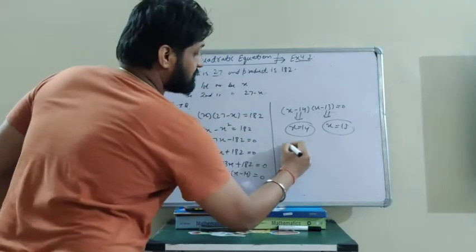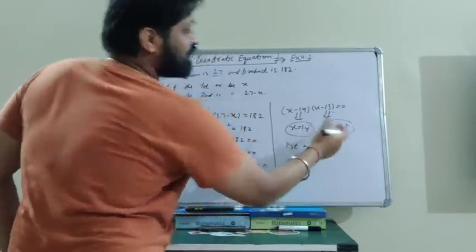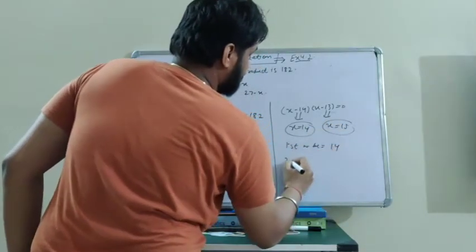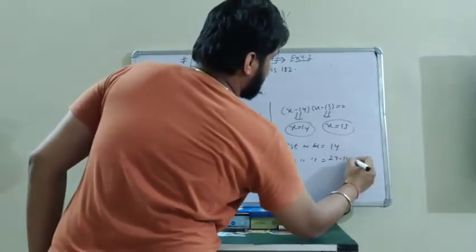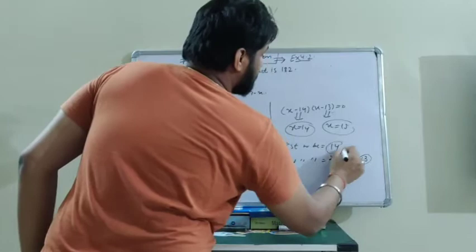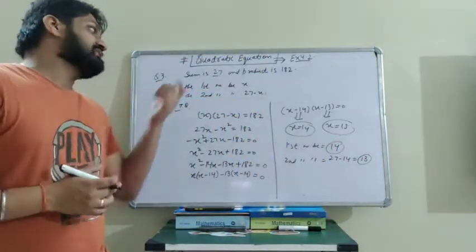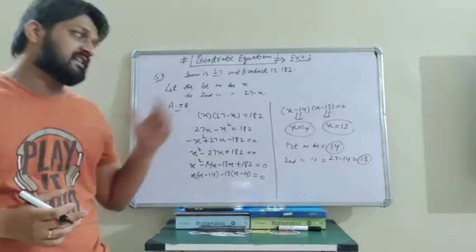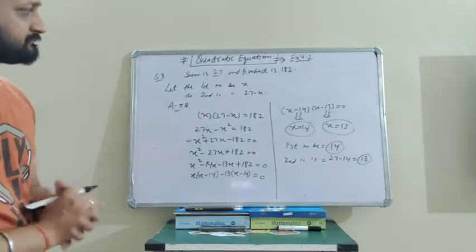So the first number will be, you can take any of the values, for example, 14. So the second number will be 27 minus 14, that is 13. So what are the two numbers? 14 and 13 are the two numbers whose sum is 27 and the product is 182. So let's see this question once again. How have we done this? Have a look.